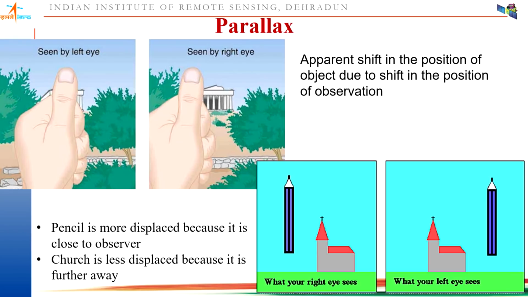When we define it, it is apparent shift in the position of object. So your finger is shifting, but this shift is not real, this is apparent. So apparent shift in the position of object. And why is it happening? Because of shift in the position of observation. So because of that, you are feeling that it is shifting. So the same thing happens here also. In the second figure also, I have tried to show you the same thing.